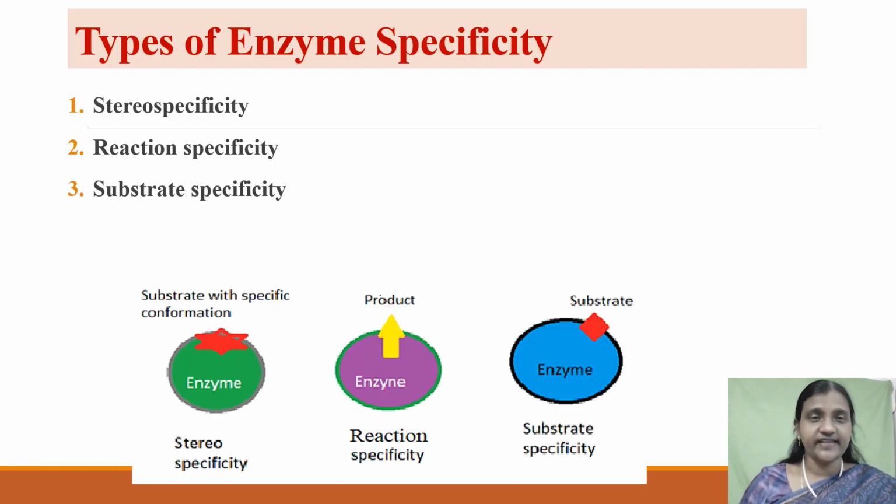Let us now study about types of enzyme specificity. We have three types of enzyme specificity, that is stereospecificity, then we have reaction specificity, and we have substrate specificity. In stereospecificity, we will be studying about the three-dimensional conformation. Reaction specificity is with respect to the reaction which they catalyze, while in substrate specificity, we will be talking that they specifically bind with a particular substrate.